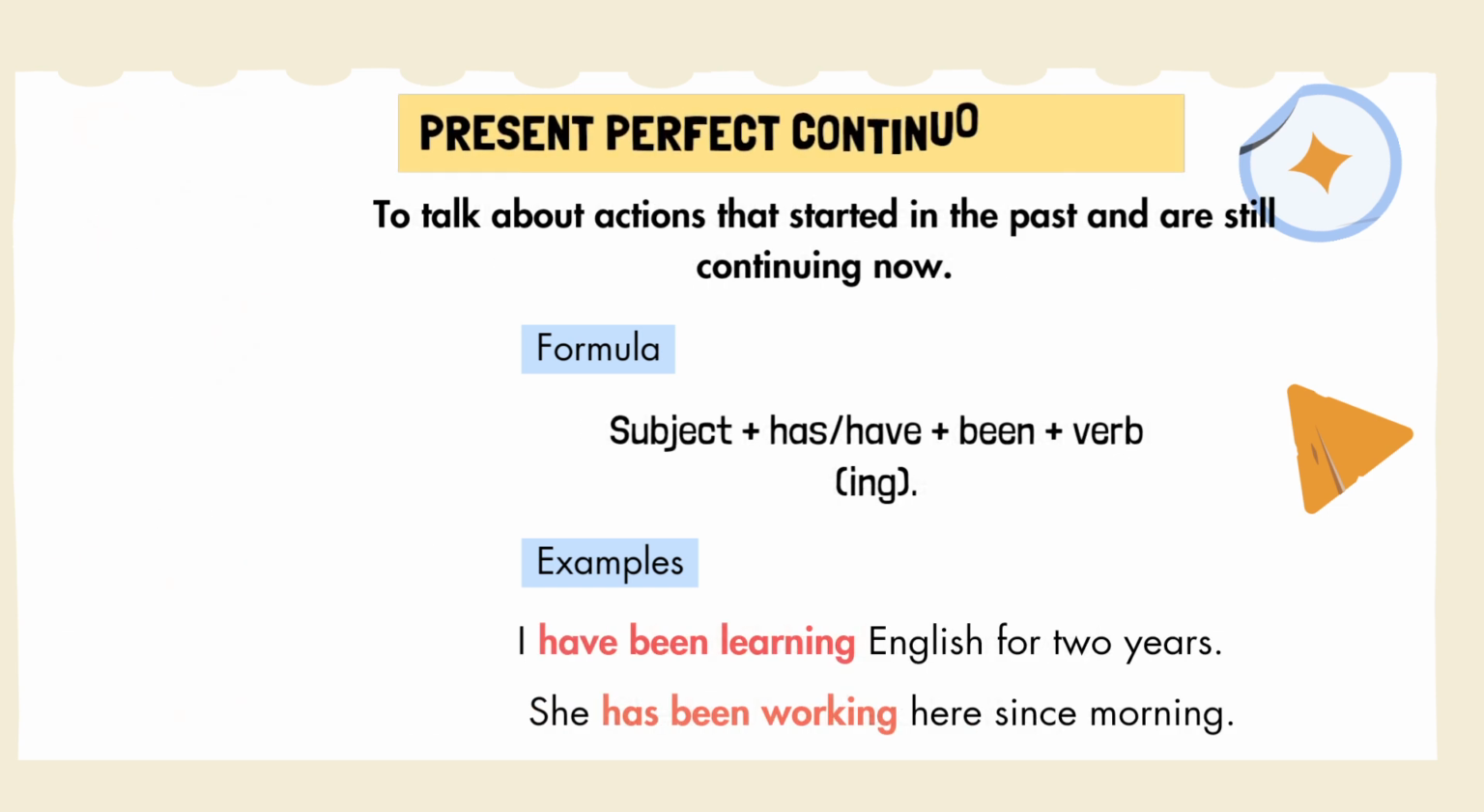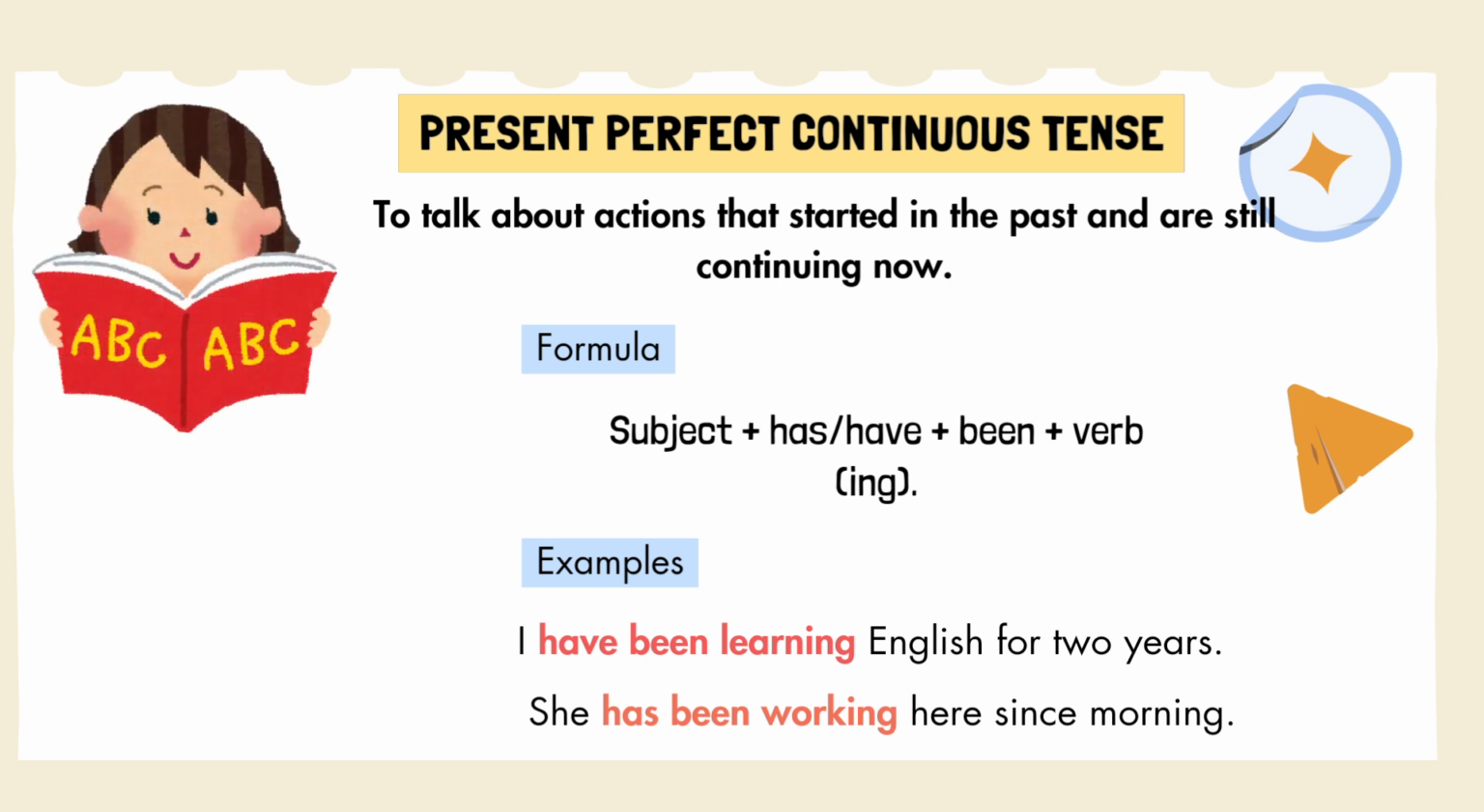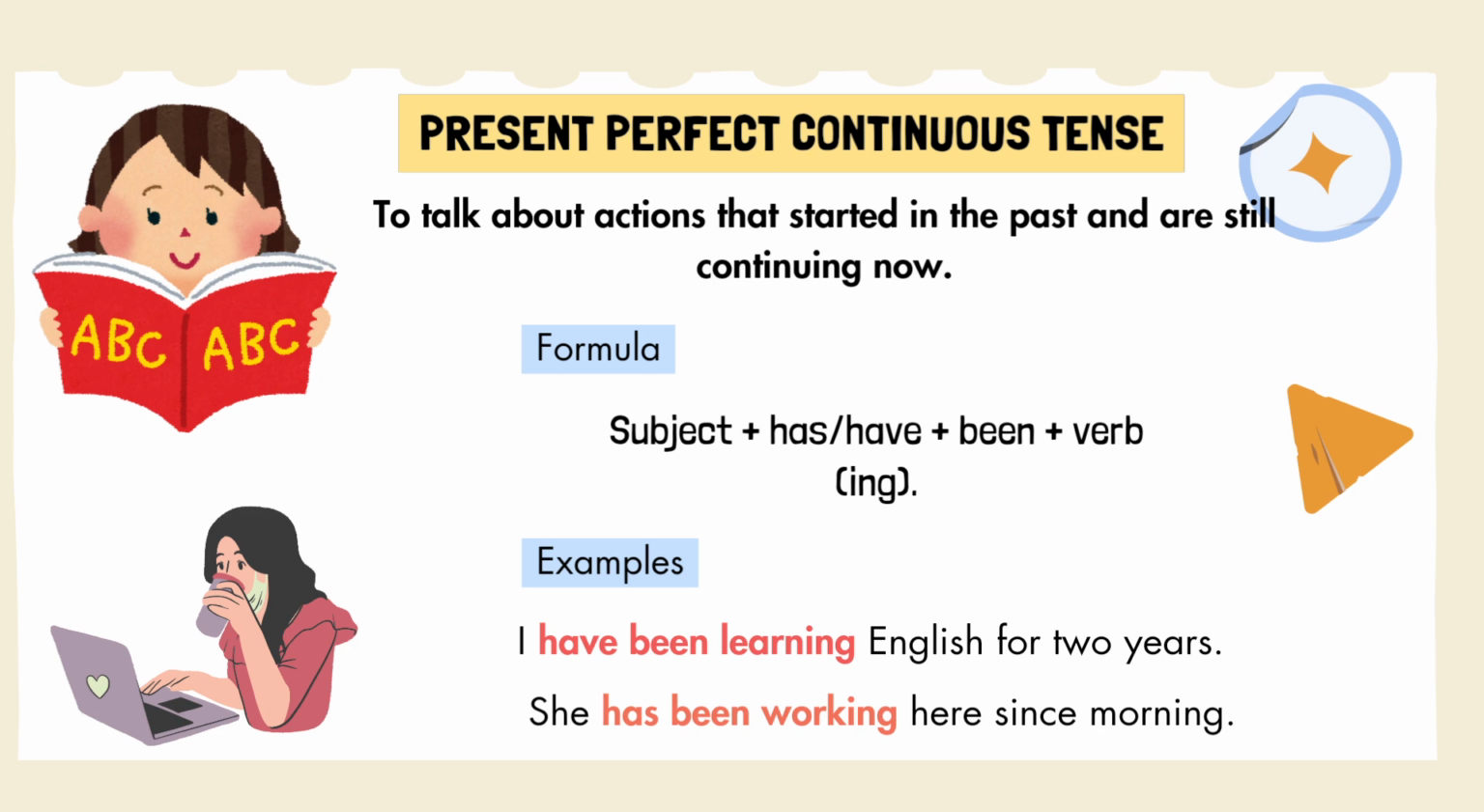Finally, for present tenses, we have present perfect continuous. To talk about actions that started in the past and are still continuing now. Formula is subject plus have plus been plus verb, ing. For example, I have been learning English for 2 years. She has been working here since morning. It emphasizes how long something has been happening.